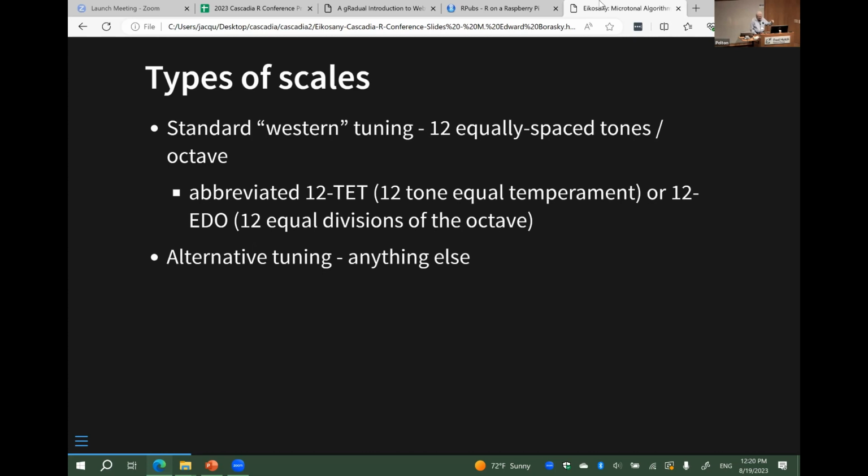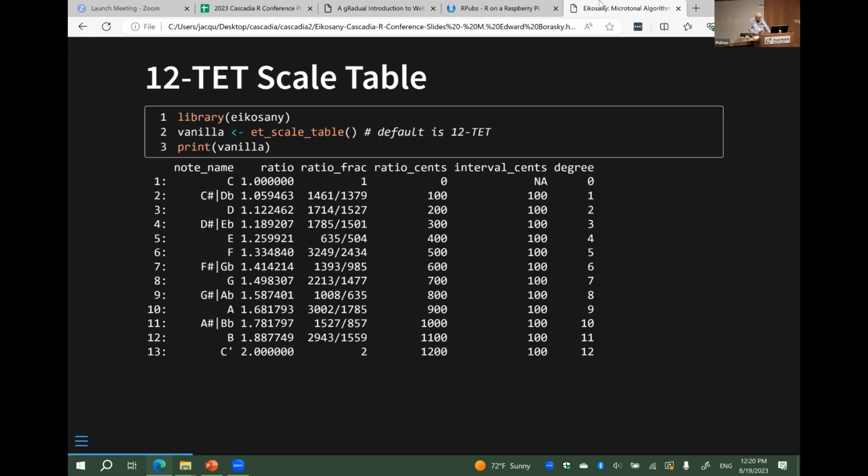Alternative tuning is everything else. So here's the first object that comes out of the package. This is the 12 TET equal scale table. Now, the leftmost column is the note name. If you know anything about music, you'll recognize those note names. The ratio column is the numerical ratio of the row to row one. Row one is the root, unity, 1-1 in just intonation terms, and the ratio frac column is an interesting column.